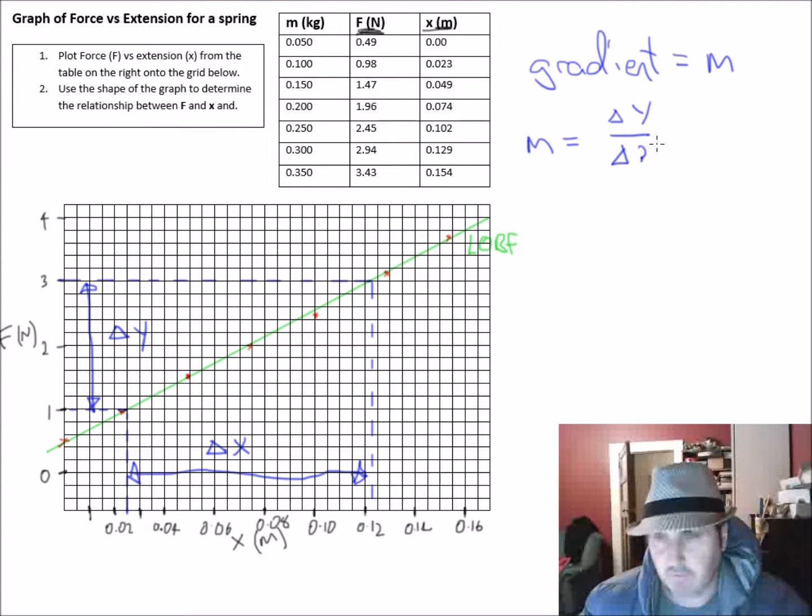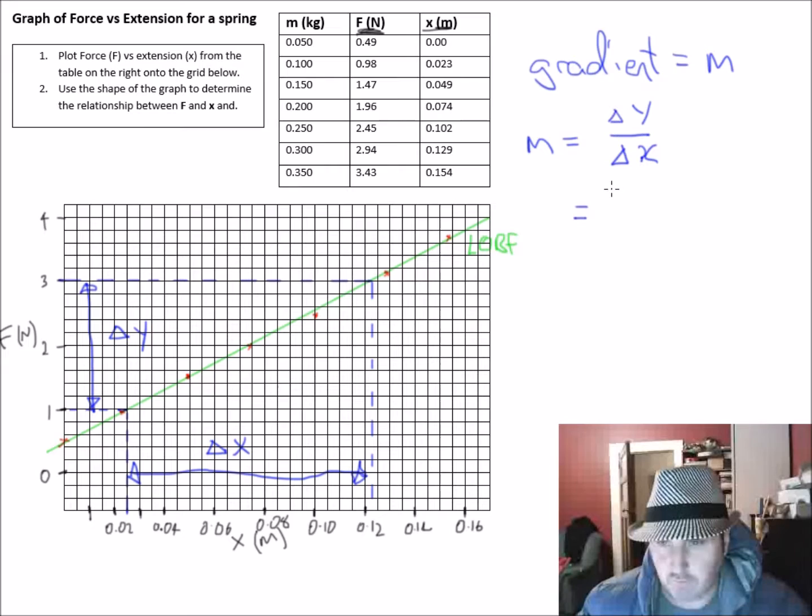Now in physics, just to make sure that we get our error as small as possible, we try and take a big chunk of this line, at least half, and we're looking for 2/3 of this line. We're not just going to take a small sample. So we've got m equals change in y over change in x. So let's look at the change in y.